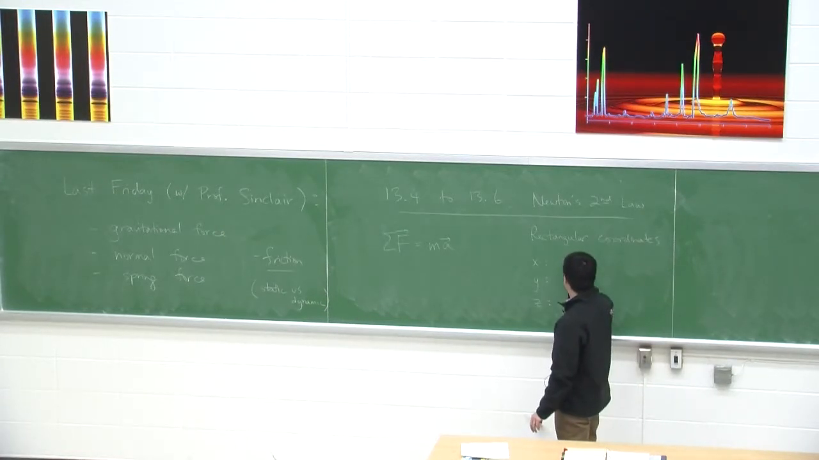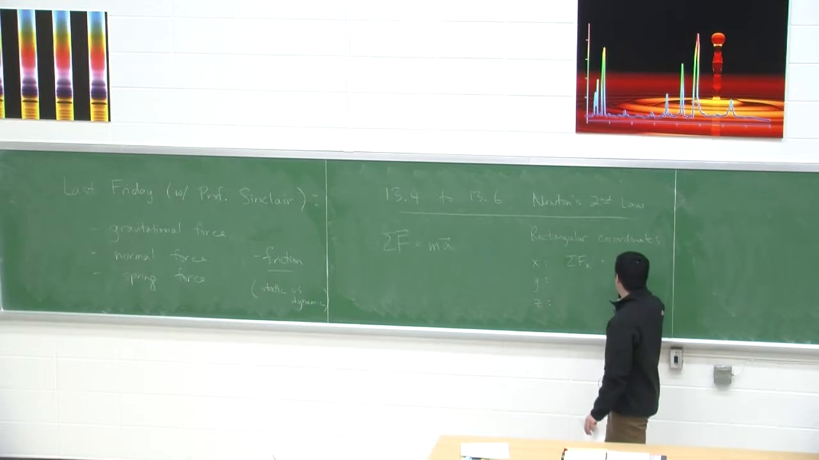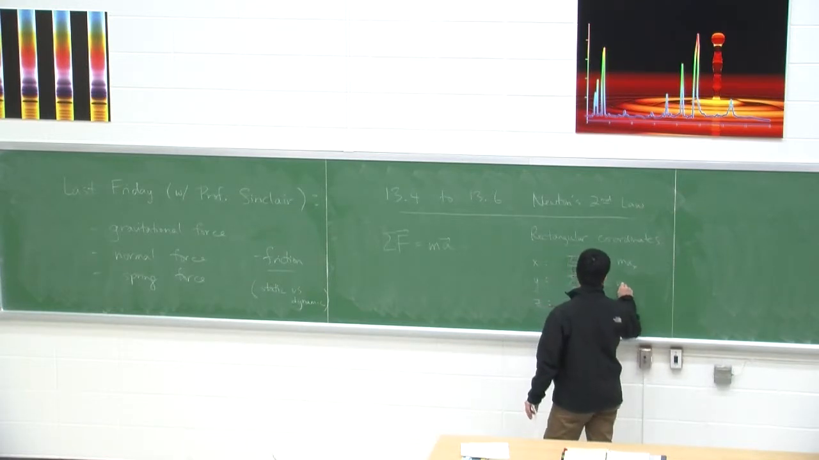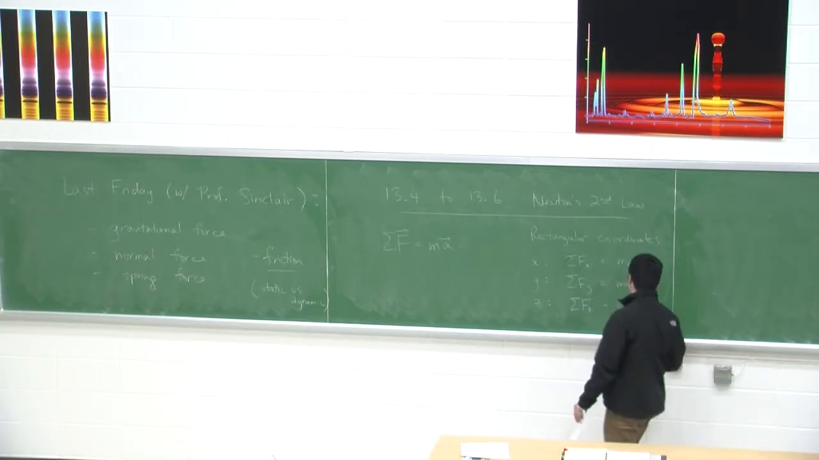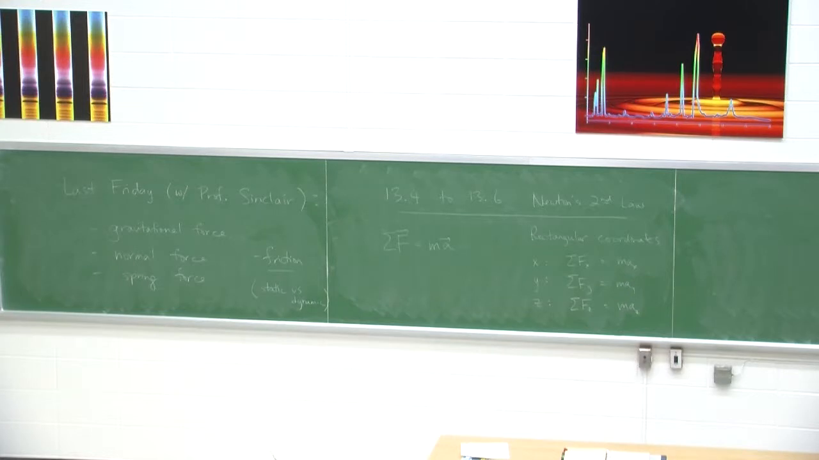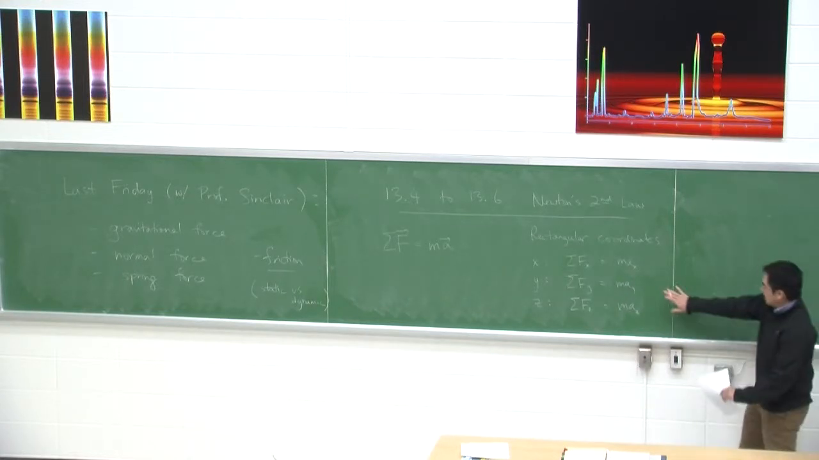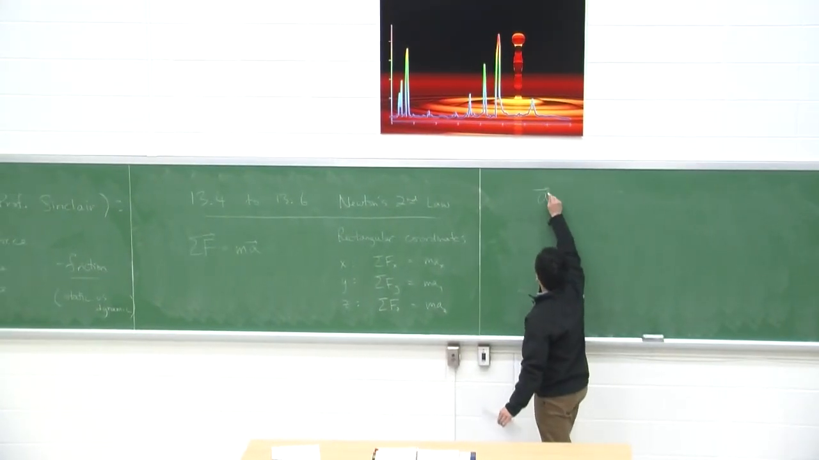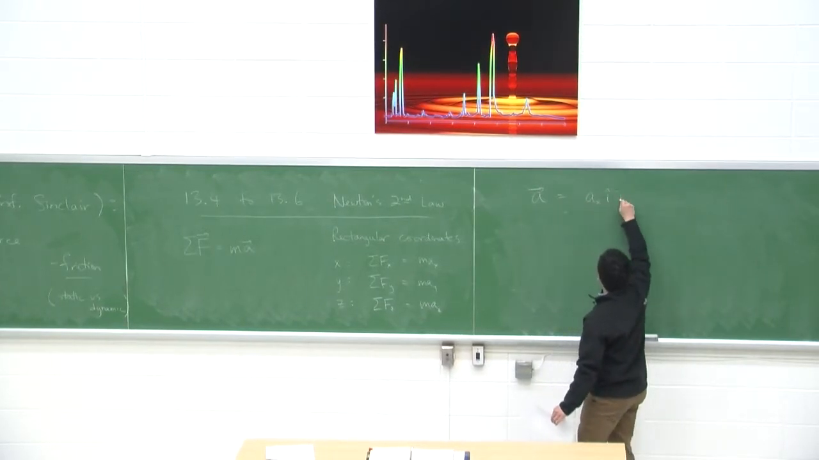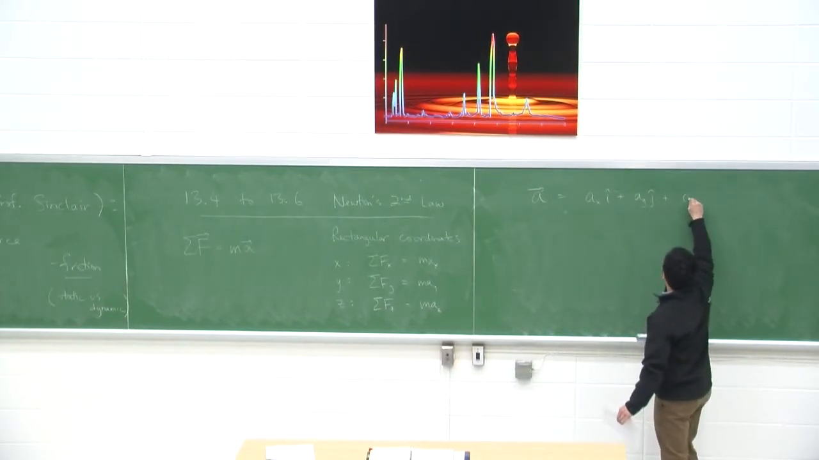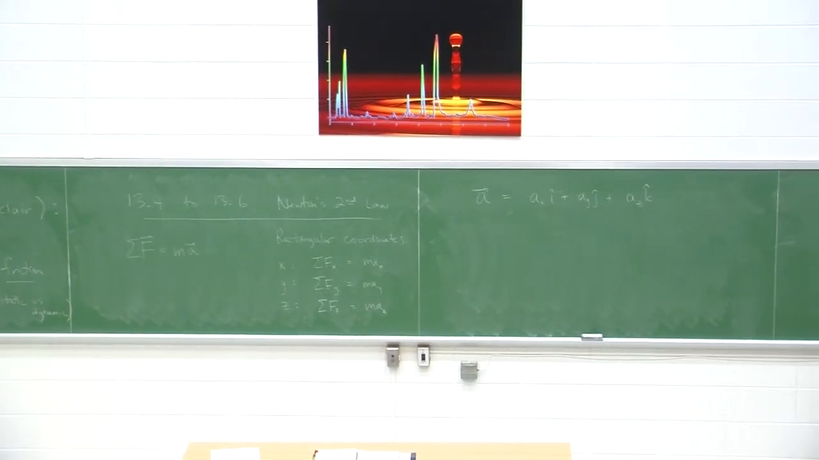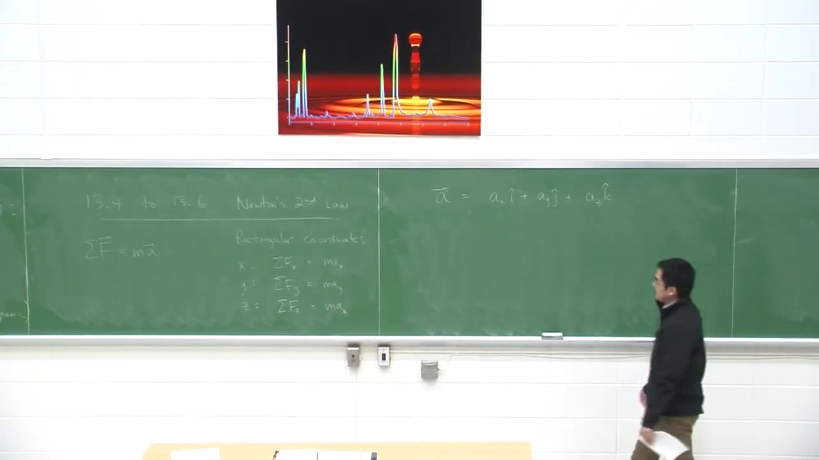So this is now sum of forces in the x is m a_x. Sum of forces in the y is m a_y. Sum of forces in the z is m a_z. Really, really easy conceptually. And the idea there is, obviously, this a_x, a_y, and a_z, they were all part of that same acceleration vector, because the acceleration vector would have been written as this, right? a_x i plus a_y j plus a_z k, right? So they were just the components of the vector. So nothing surprising there.